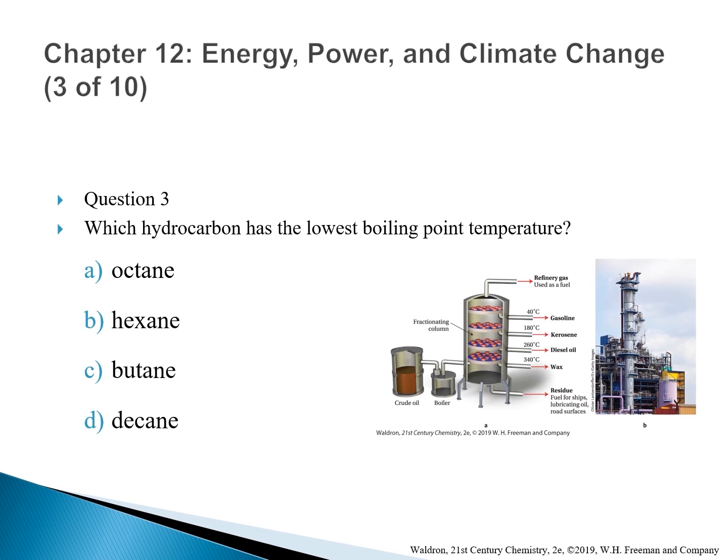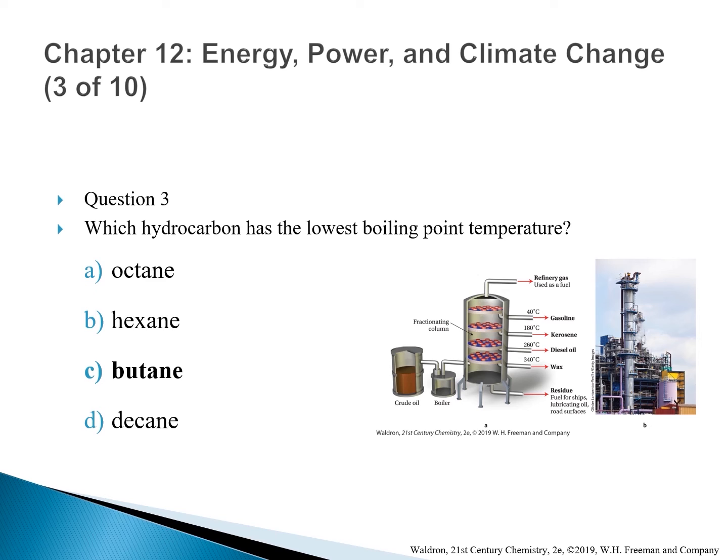Question 3. Which hydrocarbon has the lowest boiling point temperature? A. Octane. B. Hexane. C. Butane. D. Decane. Please pause your video here. The correct answer is C.